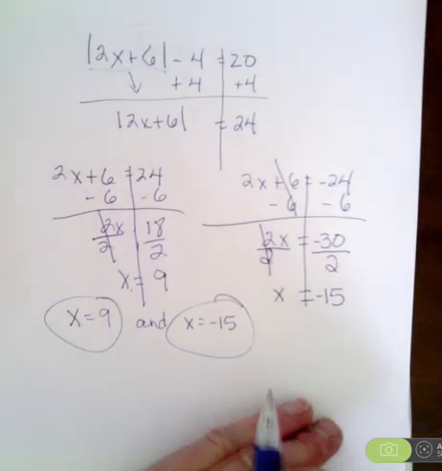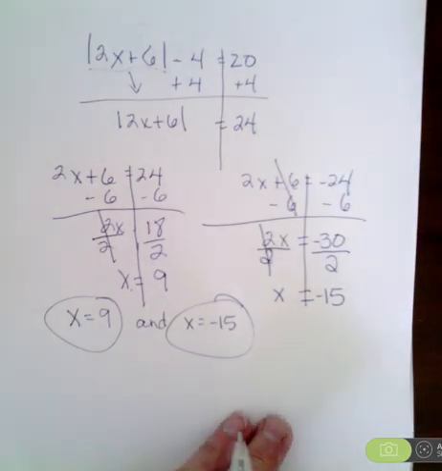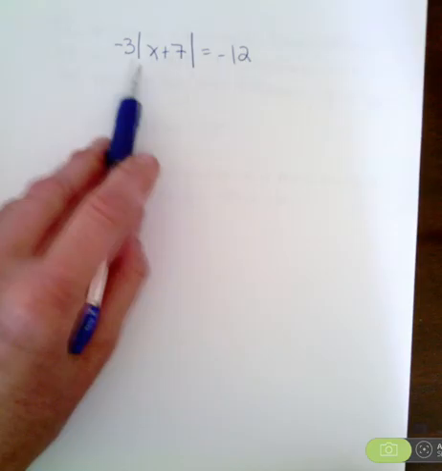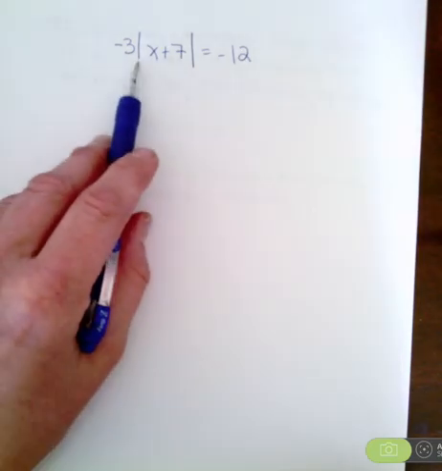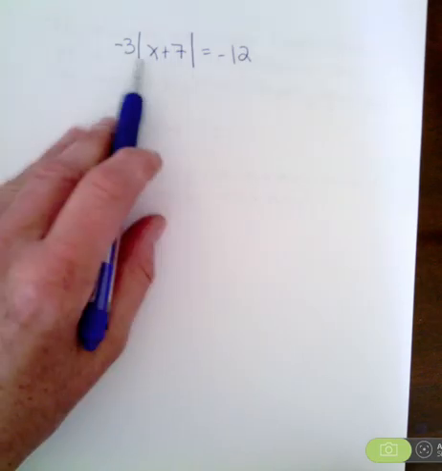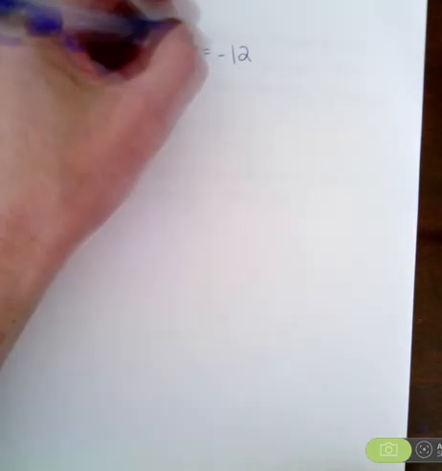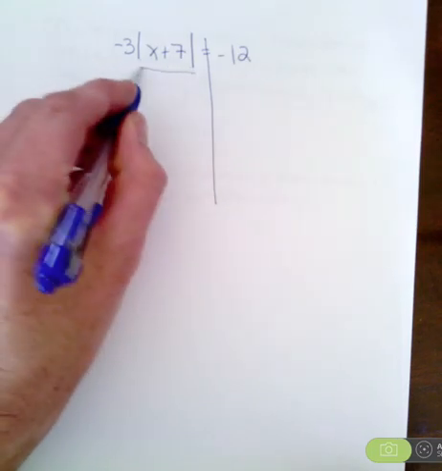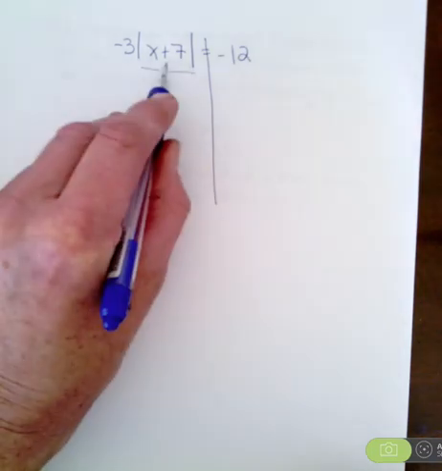Let's look at another problem. This particular problem, it appears that we need to distribute. And if we were dealing with parentheses, that would definitely be true. But we're not. These are the absolute value symbols. So I know right away I need to get this part of the problem, the x plus 7, all by itself.